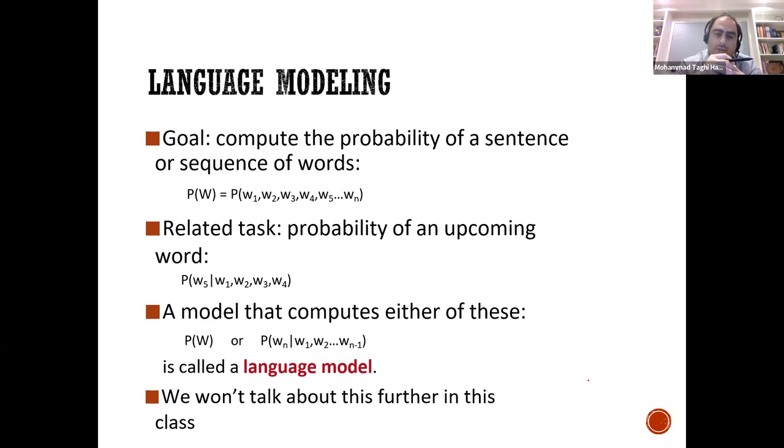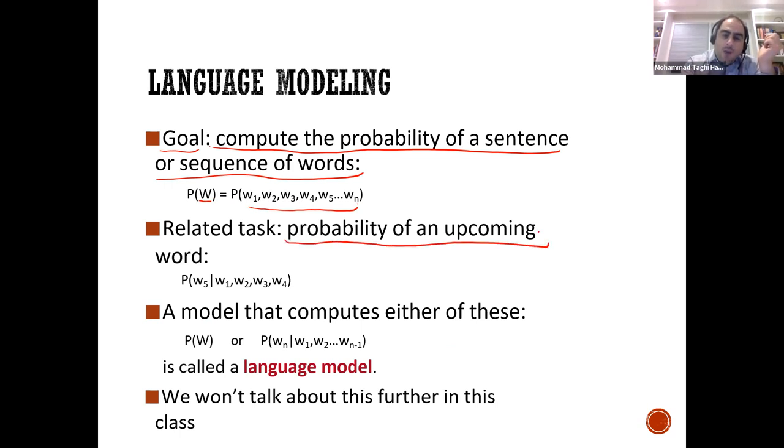There are two ways essentially for language modeling. One goal is to compute the probability of a sentence or a sequence of words. For example, the probability of W is the probability of the sequence W1, W2, W3 and so on. This is very similar to the n-gram that we talked about. Another related task is: what is the probability of an upcoming word? It means, if you have W1, W2, W3, and W4 appearing, what is the probability that W5 appears after that?